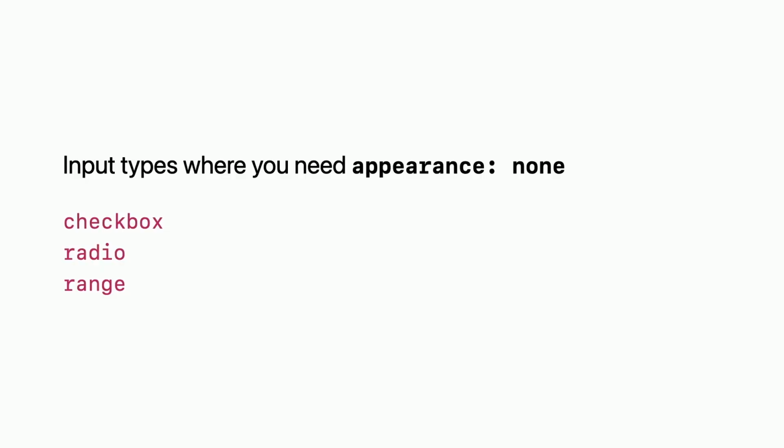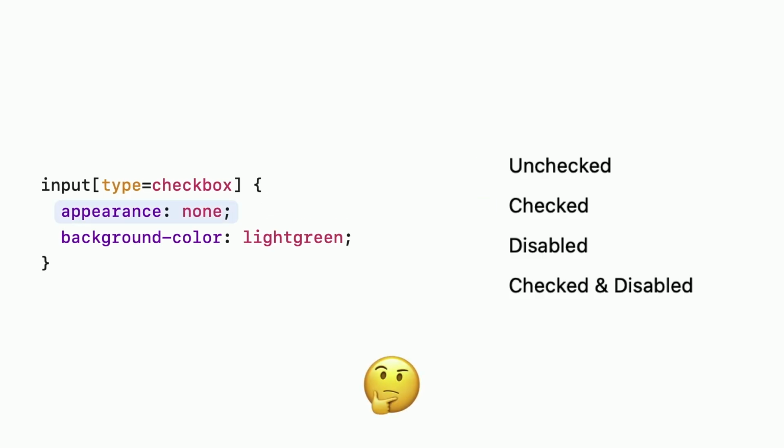But this doesn't work on all controls, however. There are some controls where you need appearance none to get into this primitive appearance. That's the case for checkboxes, radio buttons, and range inputs. And that's why setting a background color didn't do anything on our checkbox, because the checkbox still kept its native appearance. Now let's see what happens when you force the primitive appearance onto the checkbox using appearance none.